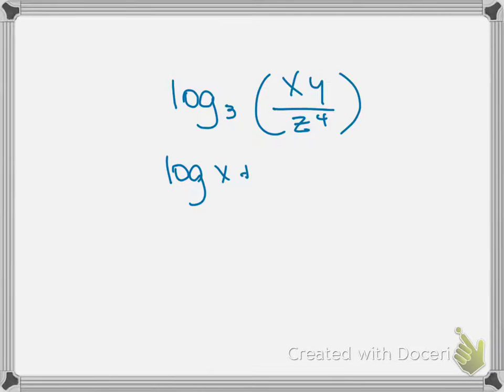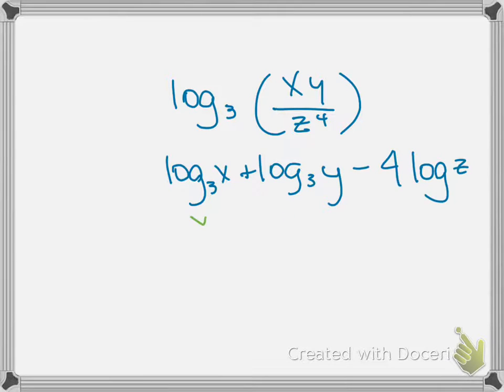Here we have the log base 3 of xy over z to the 4th. So, very simple again. Once you understand the rules, the 2 on the top are products, so we're going to break them apart and add those logs. The 1 on the bottom is division, so we're going to subtract it, and then that coefficient comes down in front of the log of z.